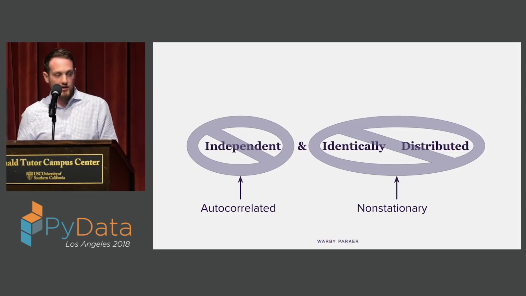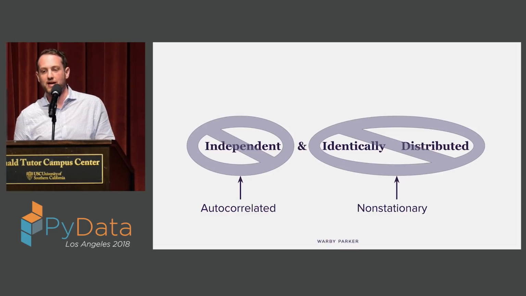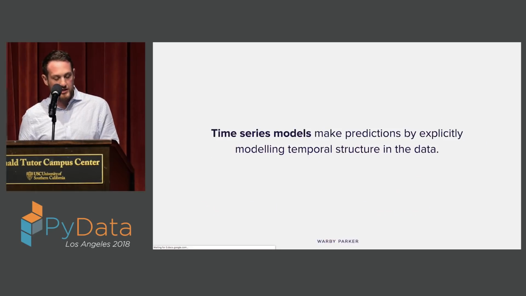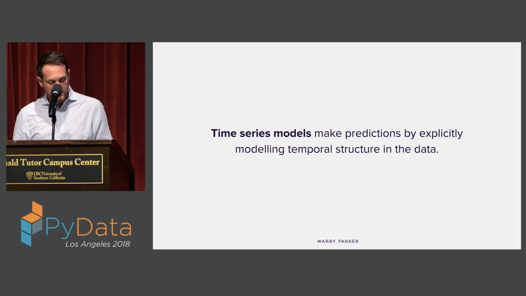And you may have heard of some of these different types of models. There's a lot of them out there: exponential smoothing, ARIMA, et cetera. If you look online at how many different time series forecasting packages there are, there are literally hundreds, maybe thousands of them. So I'm not going to go into all of them, but I do want to talk about what they have in common, which is that fundamentally what they all try to do is make predictions by explicitly modeling temporal structure in the data.